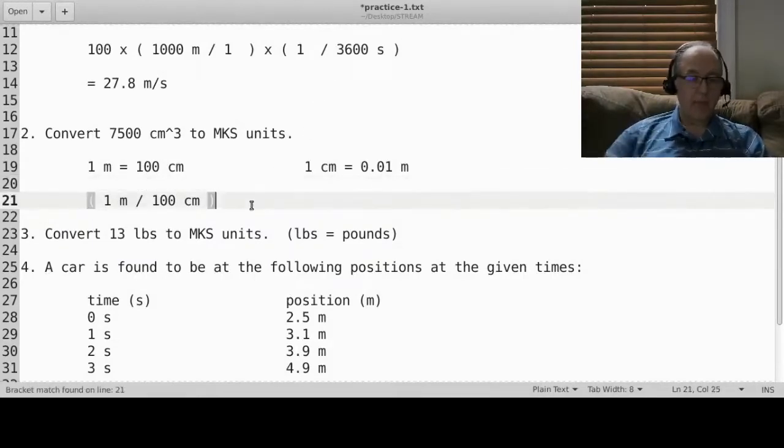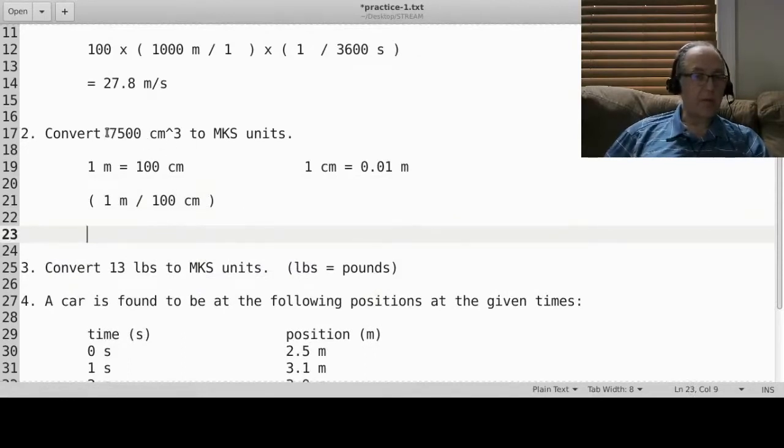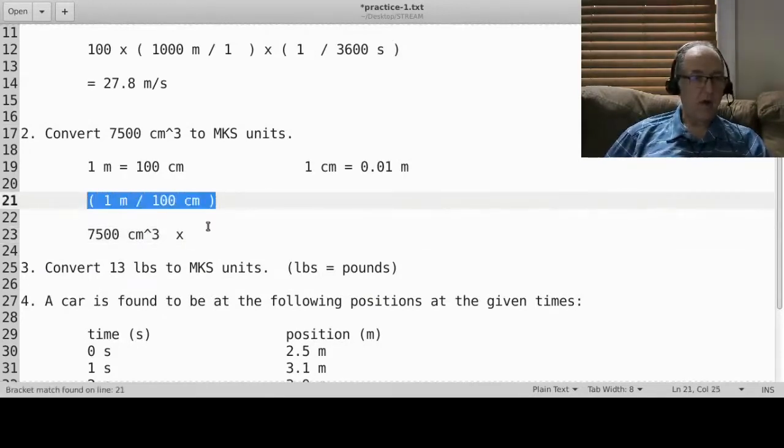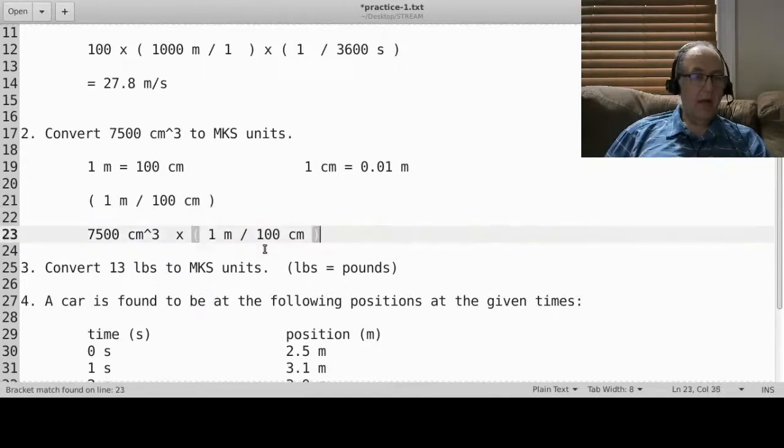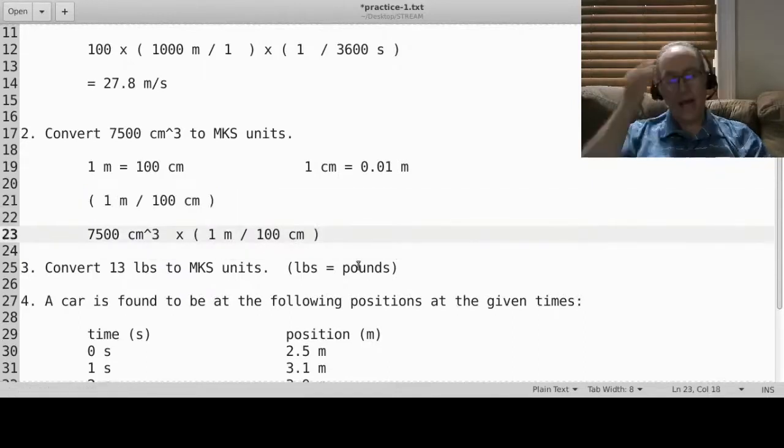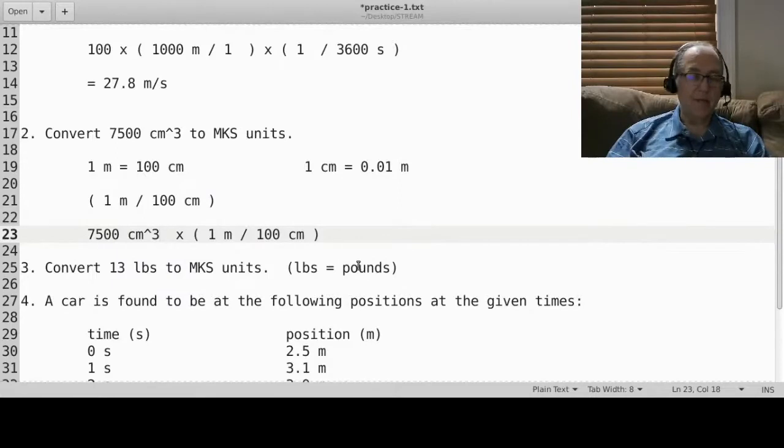Now, the original number was 7,500 centimeters cubed. Now that cubed is going to be important because if I multiply this by this number here, the centimeters cubed, let me rewrite that. So what do you mean when you cube a number? Like if you have 3 cubed, what you mean is 3 times 3 times 3. If you have 5 cubed, it's like 5 times 5 times 5. If you have centimeters cubed, what you mean is centimeter times centimeter times centimeter. I won't put the x in there just to make it easy.